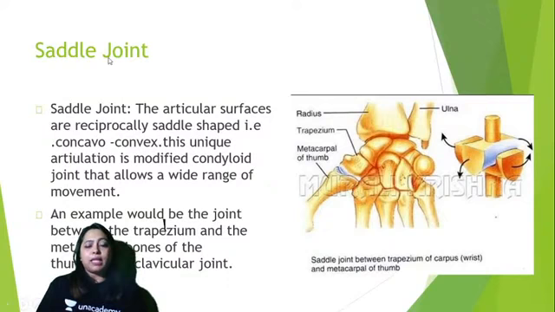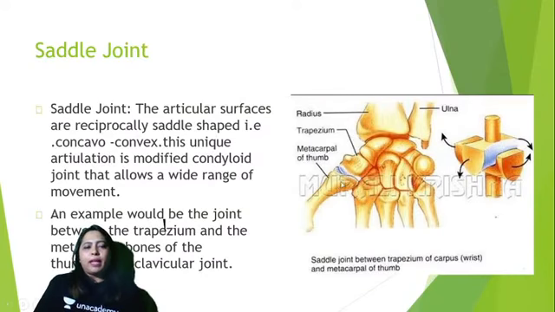Next, you can see the saddle type of joint. Saddle, you can also call this a sellar joint. Saddle or sellar type of joint. You can take this as the example, between the trapezium and the first metacarpal bone. It's a very, very important question. This is between the trapezium and the first metacarpal, that is, the thumb.